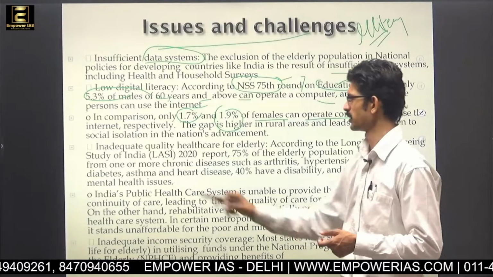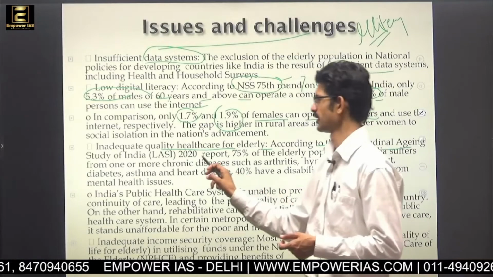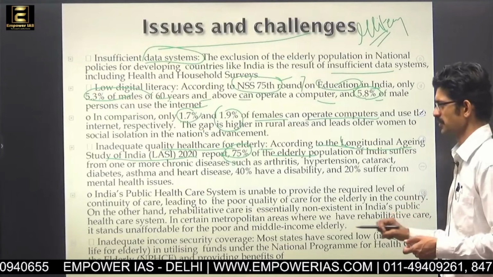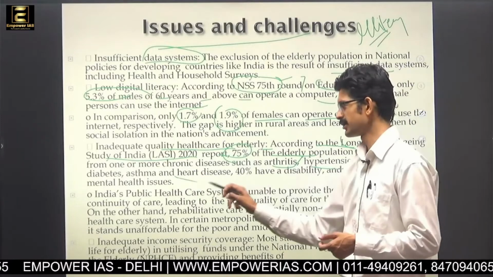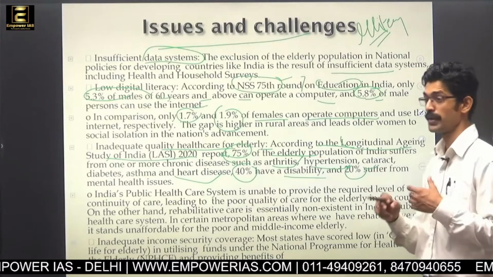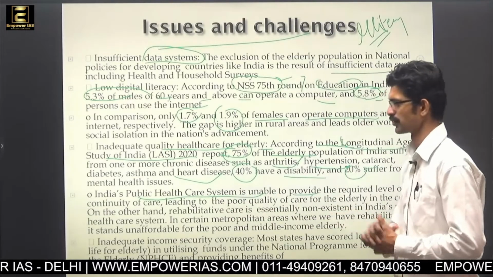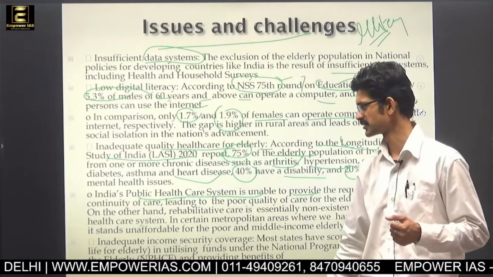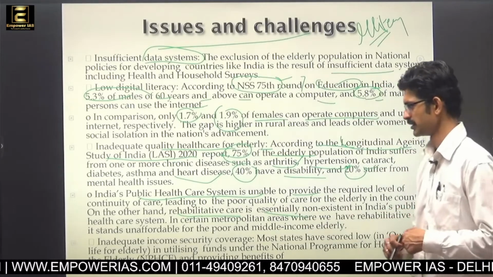Then inadequate quality health care for the elderly. Longitudinal Ageing Study in India, LASI 2020 report: 75% of the elderly population suffers from arthritis, hypertension, cataract, diabetes, heart diseases, 40% have disability and 20% suffer from mental health challenges. So India's public health care system is unable to provide care and support to the elderly people who are suffering from such diseases, and rehabilitative care is essential for the elderly people.